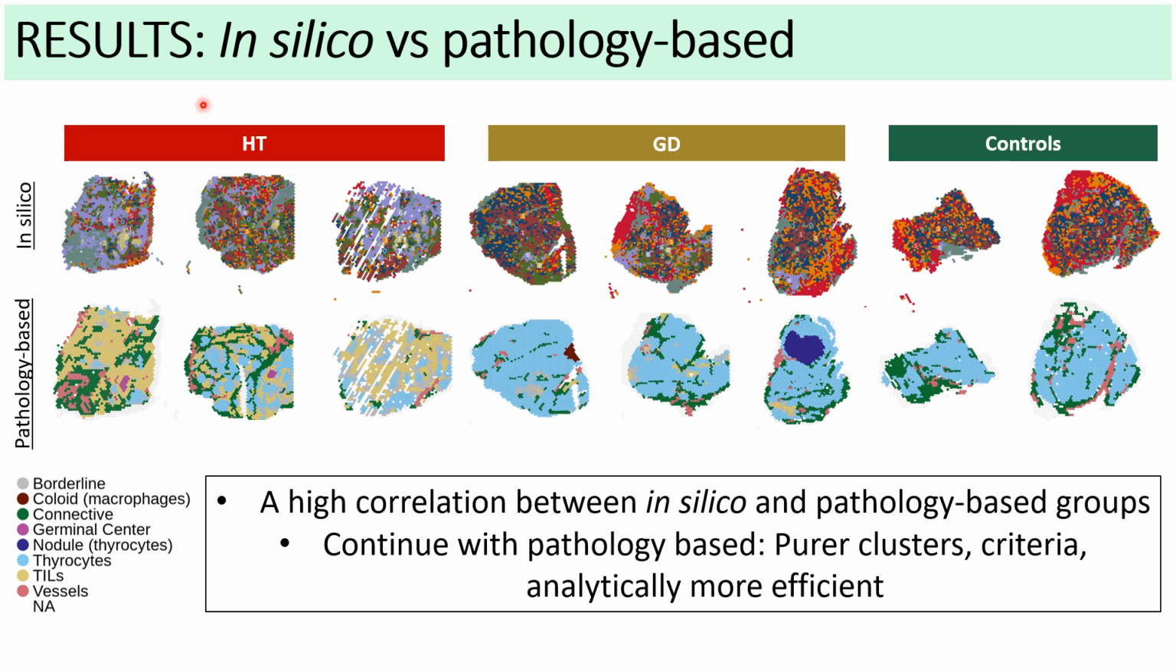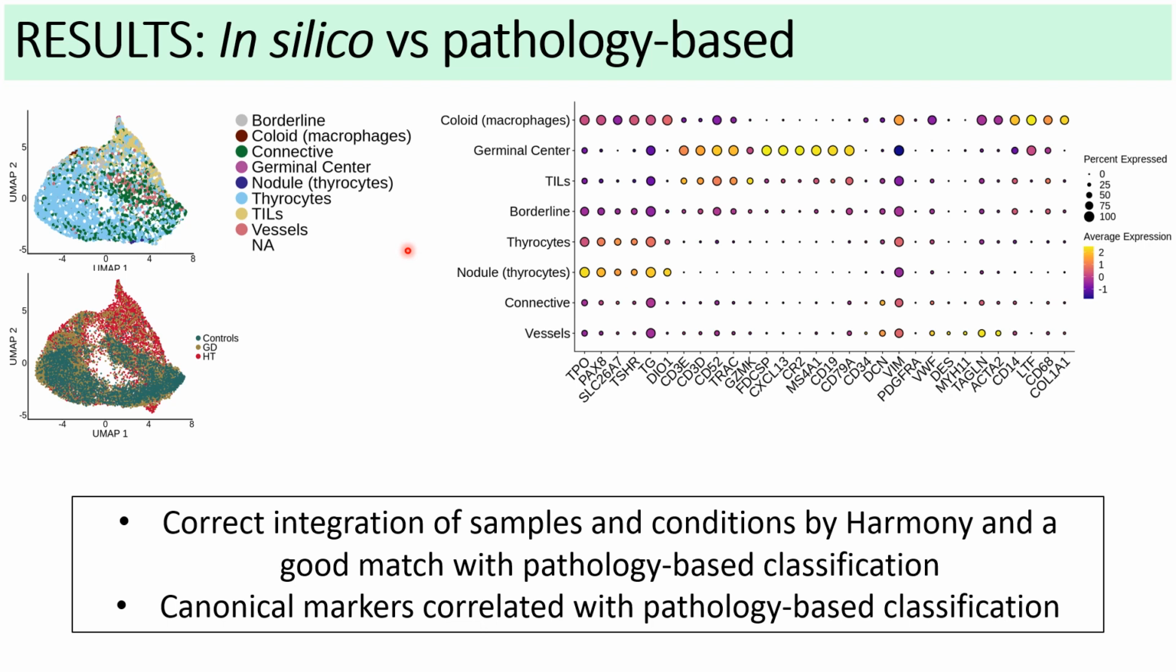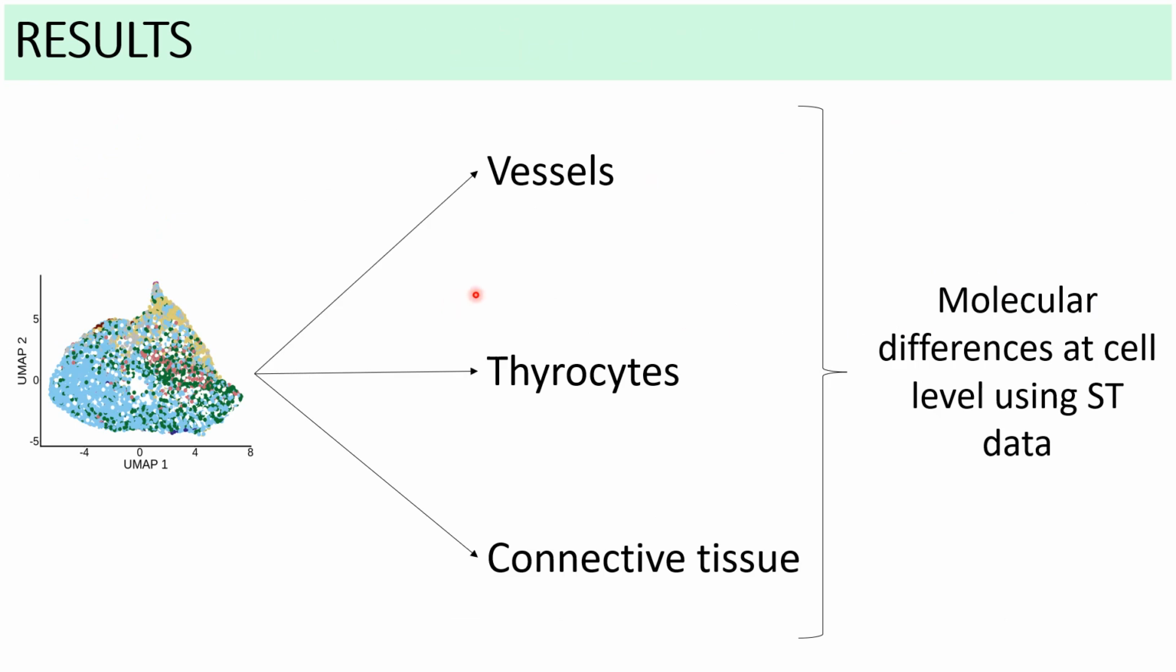Regarding the comparison between in silico clusterization versus the pathology-based one, you can see that both techniques were quite similar. However, due to cluster purity following histopathological criteria, we decided to use this method to isolate the main cell populations for further analysis. When we performed a sample integration using Harmony to correct batch effects, we saw a correct integration of samples. Data were not shown. Pathology-based groups were properly distributed, and also conditions. After that, we took main markers to evaluate the groups, as we can see in the dot plot. Then we isolated vessels, thyrocytes, and connective tissue groups to evaluate independently their differences among conditions.